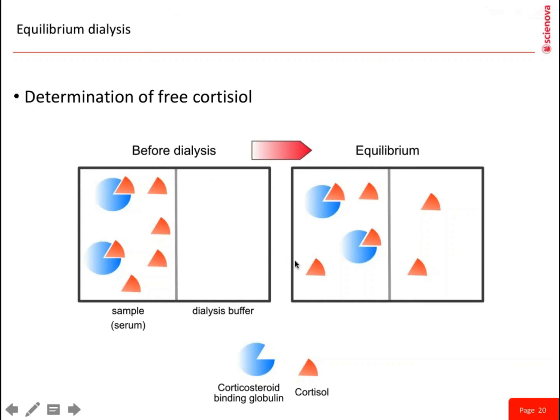And as you can see in this illustration, in the serum there are both the bound cortisol and the free cortisol, and during the equilibrium dialysis the free form is passing the membrane, and in the equilibrium you have the same concentration of the free cortisol in the inside and outside of the dialyzer.